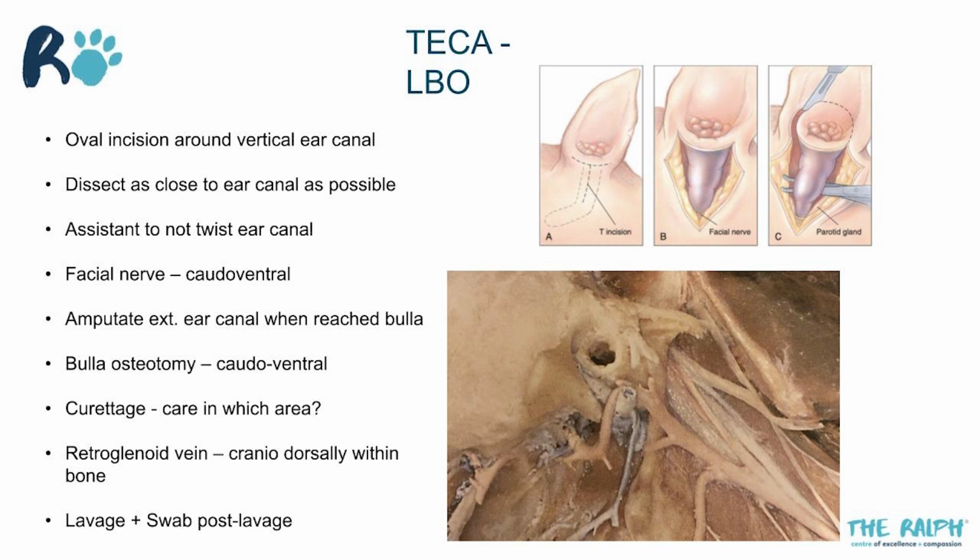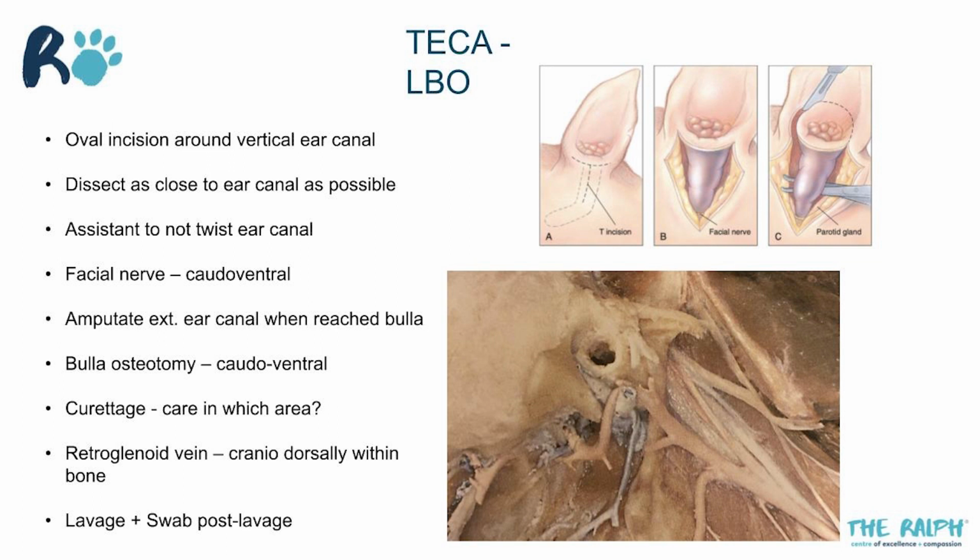You could do an oval incision around the entrance to the vertical ear canal, or you can do a T-shaped incision. Although I did not attend the ECVS Congress this year, the Congress of the European College of Veterinary Surgeons, there was a study there which is not out yet. What they found is that when you do an oval incision, you increase the risk of damaging the facial nerve, whilst with a T-shaped incision, you may be more likely to have wound-associated complications. Let's wait for the study to come out and then we can talk about it more.